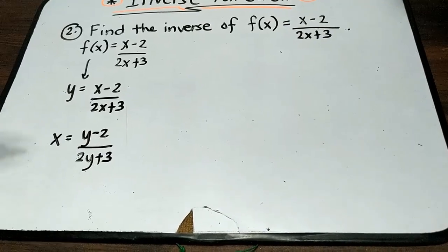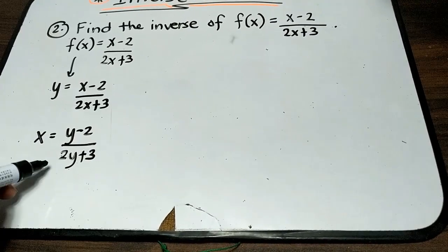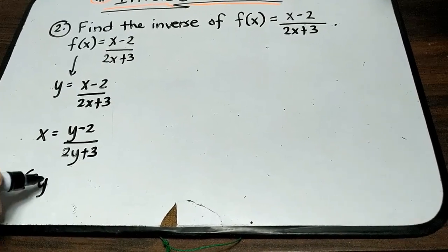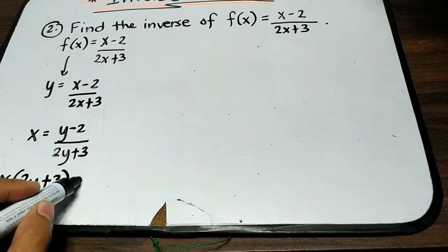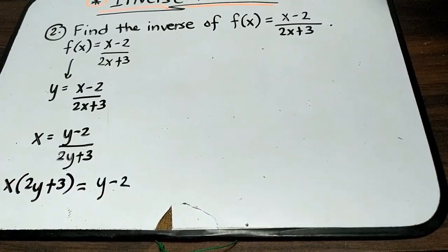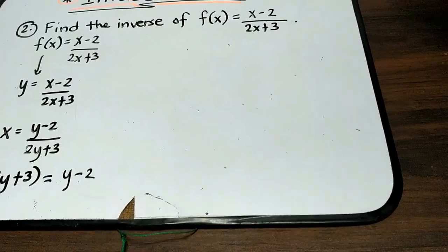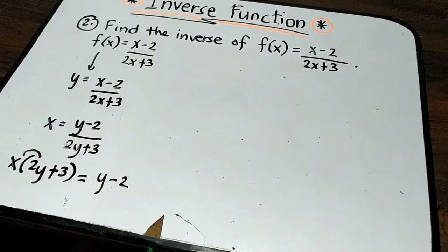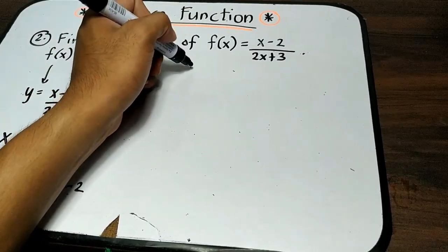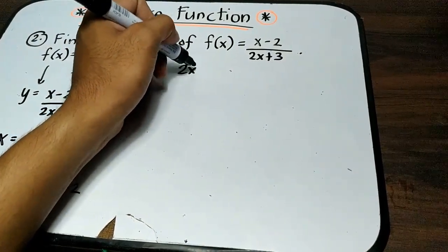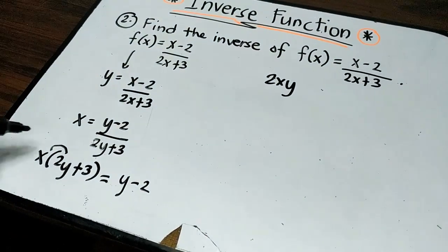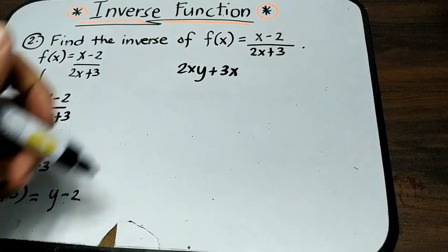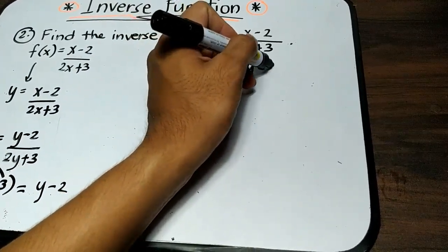Ang next step natin dito ngayon is to solve for y. To solve for y, cross-multiply na natin. Meron tayo ngayon ditong x times 2y plus 3 is equal to y minus 2. Nag-cross-multiply lang tayo. So, ngayon, simplify natin yung ating ginawa. We have x times 2y, meron tayong ngayong 2xy. And then, i-multiply natin si x sa 3. It will give you plus 3x. And then, on the other side of the equation, we have y minus 2.